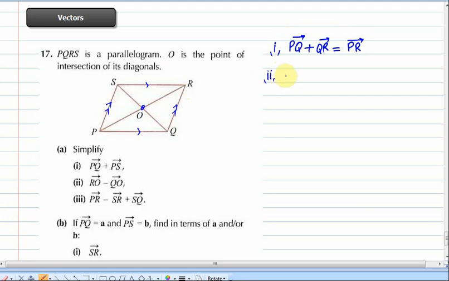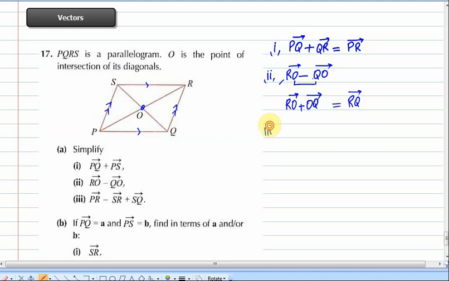For the next question it says RO minus QO. You cannot subtract or add. Why can we not add? Because these two letters are not the same. Why can we not subtract? Because this one and this one are not the same, right? So first I will use the negative vector of QO. RO, and the negative of QO will be OQ, the sign changes so it's positive now. Now RO plus OQ is RQ.